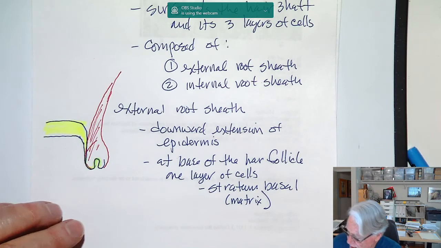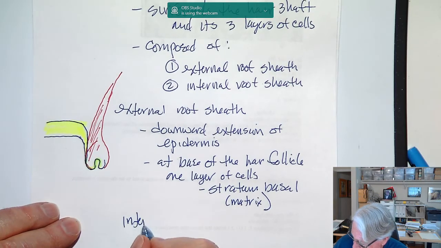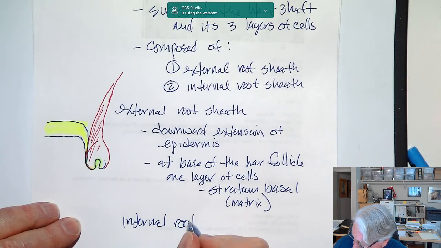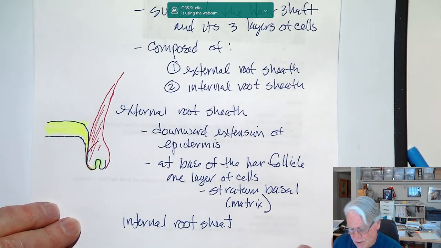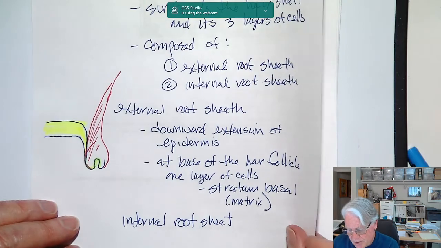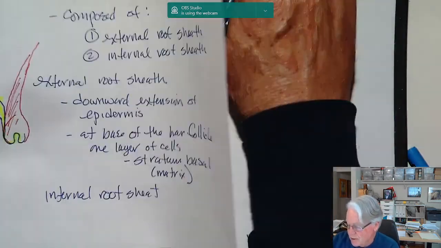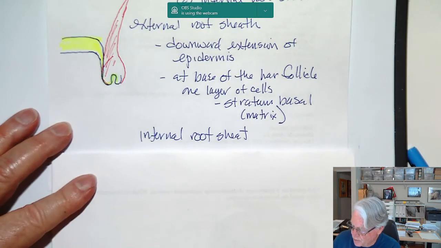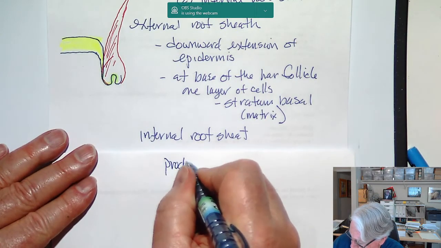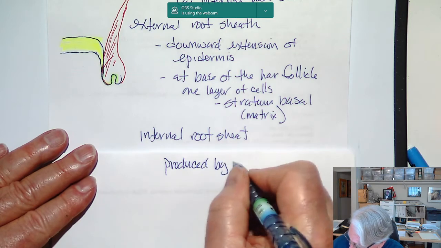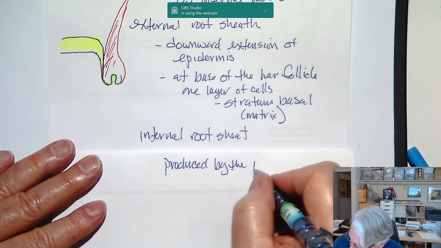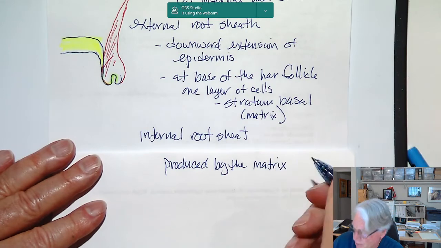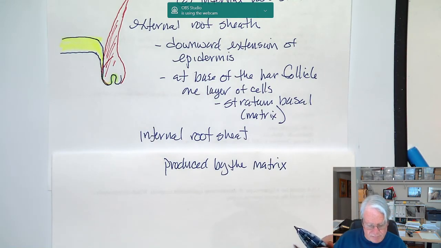Okay. The internal root sheath is produced by what is called the matrix. We're going to do a close-up picture of that in just a second. Okay. All right.